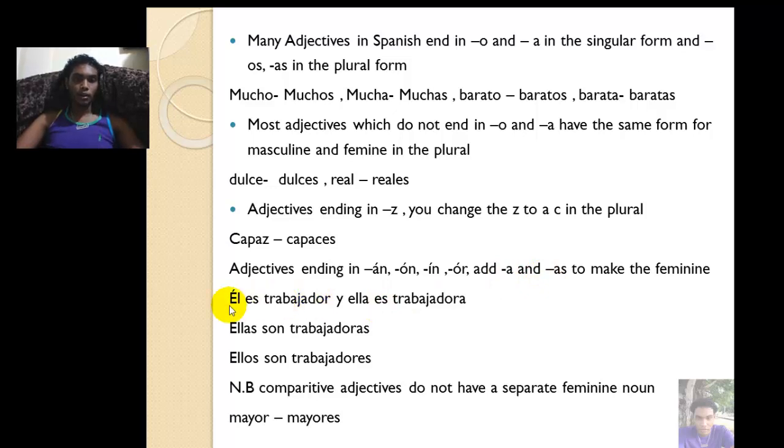Él es trabajador y ella es trabajadora. Ellas son trabajadoras, ellos son trabajadores. Now this means that he is hardworking and she is hardworking. The girls are hardworking. The boys are hardworking. So note the difference.